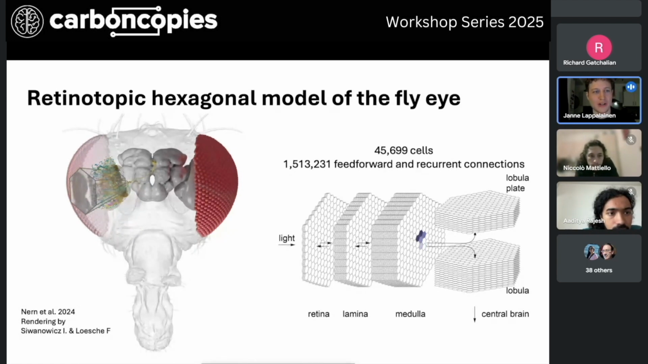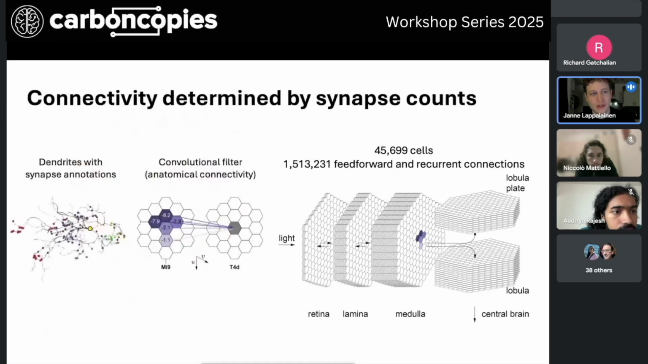Okay, so how do we determine the connectivity? You can imagine that from the EM reconstruction, we get these little dendrites and the synapse locations, and then we tile the space with our hexagonal grid, and map that to the input plane for the retinotopy, and then we can count the number of synapses that fall into each of these tiles, right?